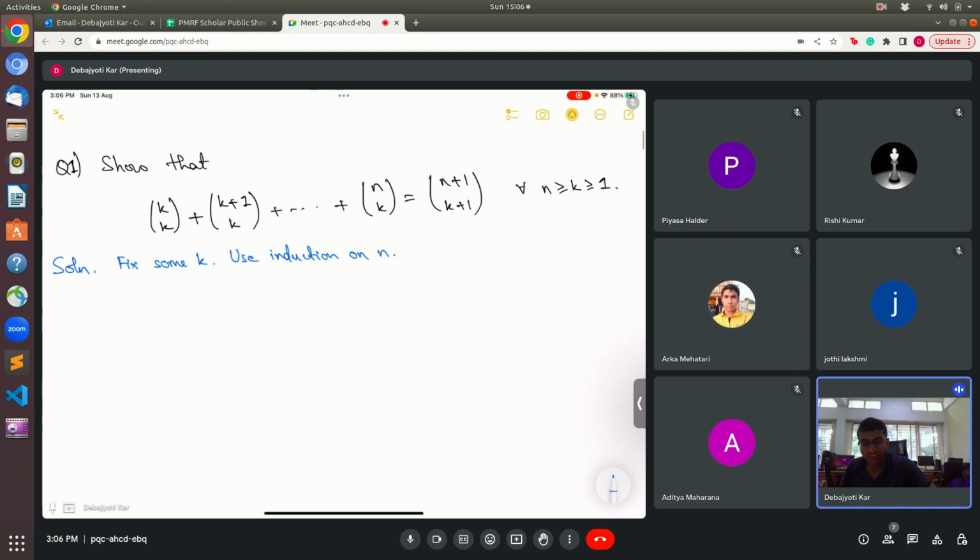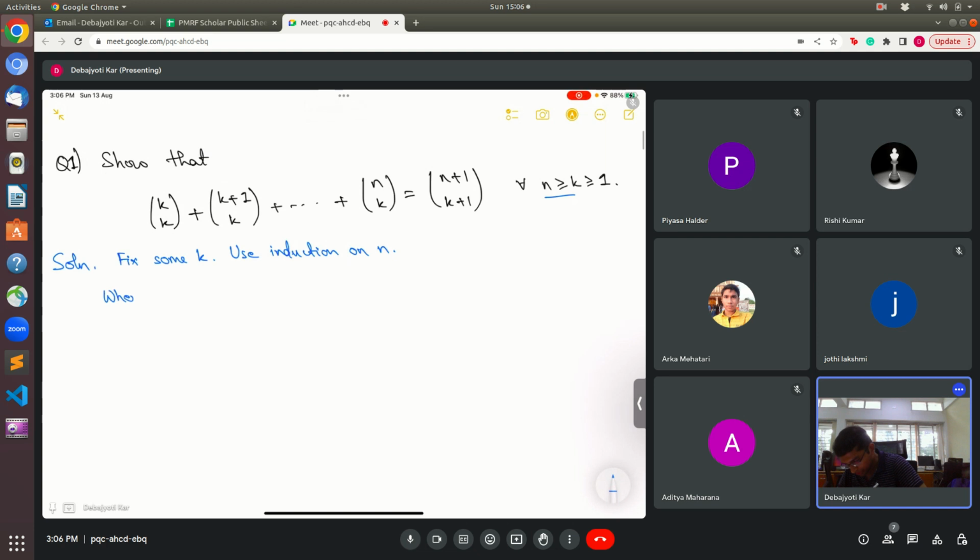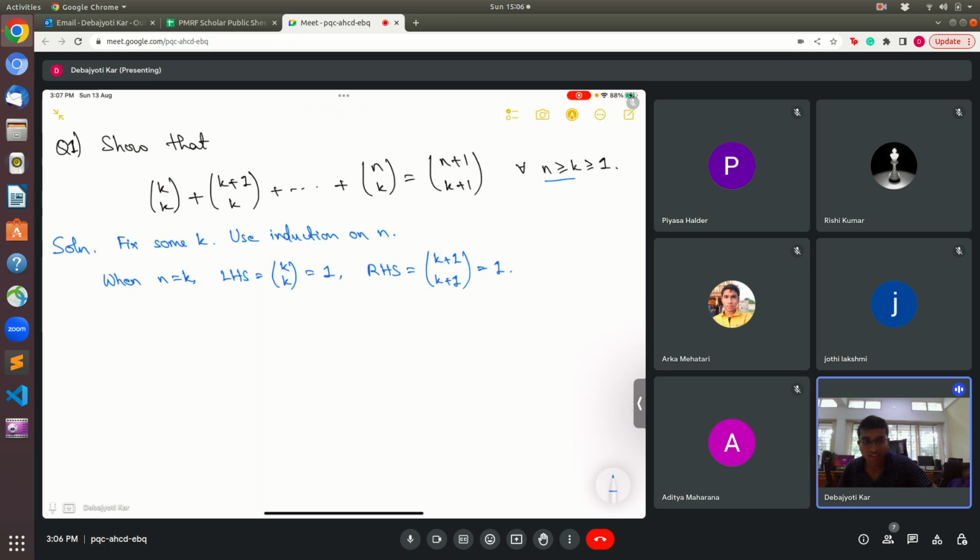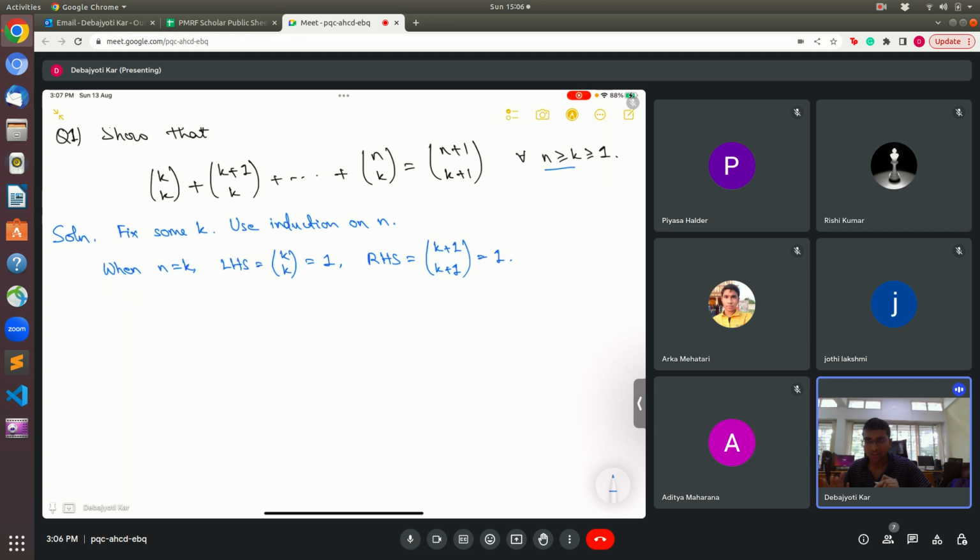So what is the base case? The base case is when n is equal to k. When n is equal to k, what is the LHS? It is just k choose k, which is 1. And what is the RHS? RHS is again 1. So in the base case we are done. Now we are going to assume by induction that this is true for some value of n.